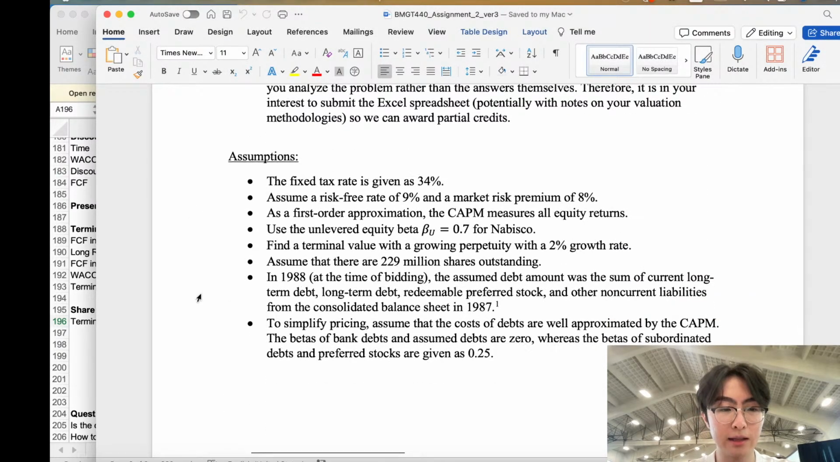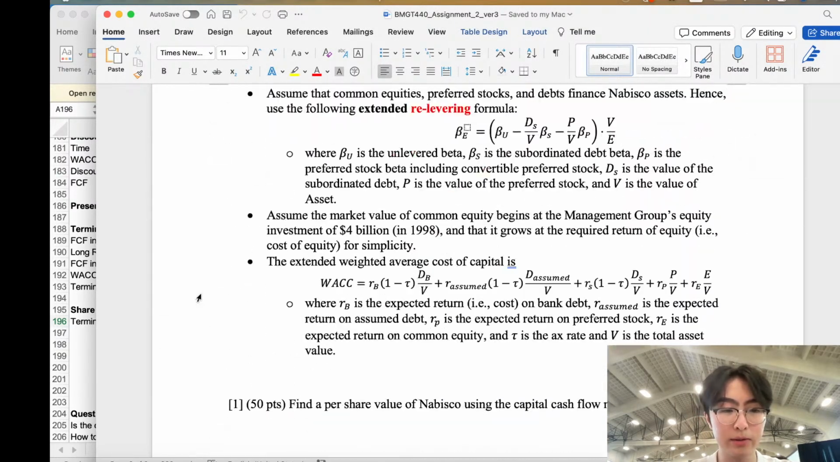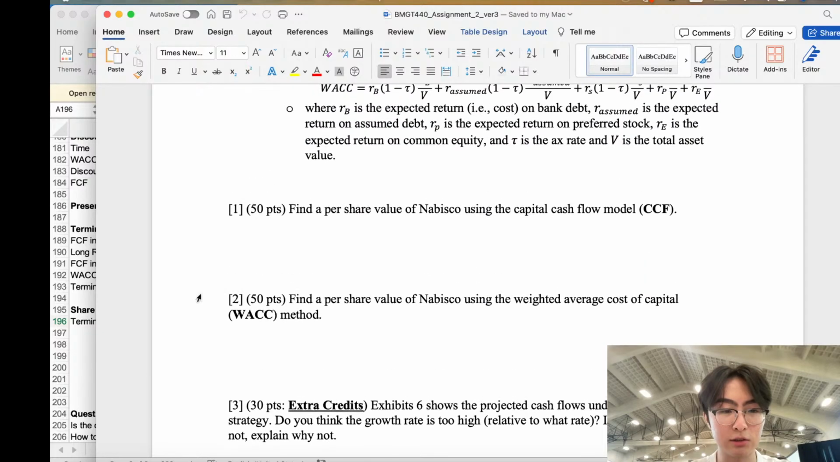So that's kind of a high-level overview. Now, what we're supposed to do in this project is to find the per-share value of Nabisco, first using the capital cash flows model, and then using the WACC model.